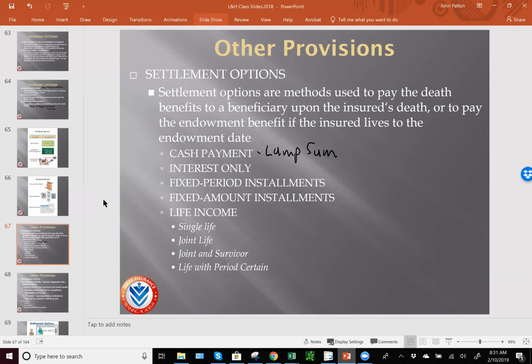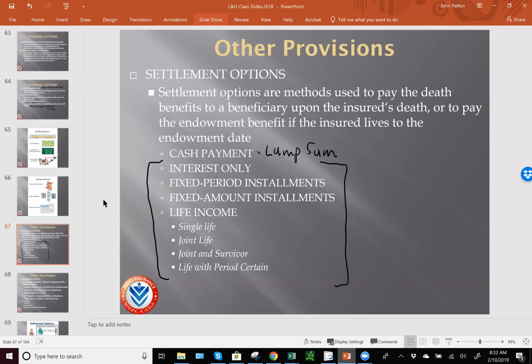If the death benefit is paid out in a lump sum, the death benefit is tax-free to a beneficiary. Now, if they choose any of the other methods for the payout of the death benefit, then there will be interest attached. Okay, so the death benefit would not be taxable, but the interest would be taxable. So next we have interest only.